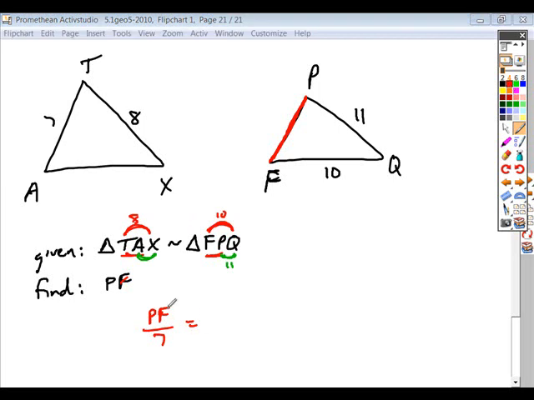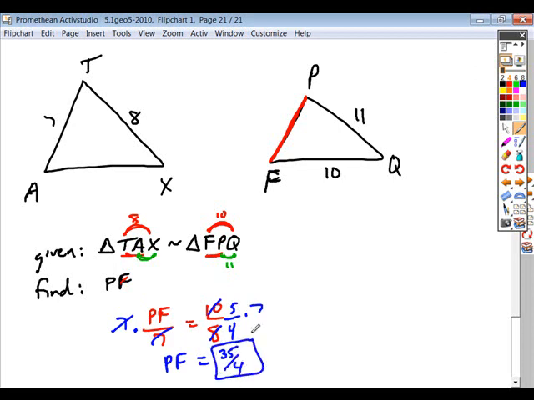And so I set this up. PF has the side of 10 in it, so I'll start with that number in its numerator over its corresponding measure of 8. And so this would be your ratios. Set them equal. Look to reduce. 2 goes into 10 5 times. 2 goes into 8 4 times. Multiply both sides by 7. And you're able to solve for PF. That's 35 over 4. Okay.